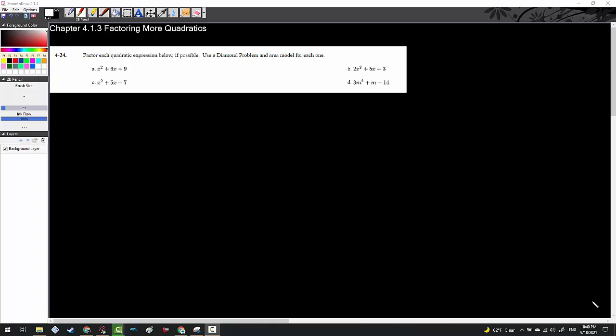And we explored the connection of the diamond method with the area model to see how they all work together to get us from an area as a sum to an area as a product. So let's just go ahead and start off with A here.